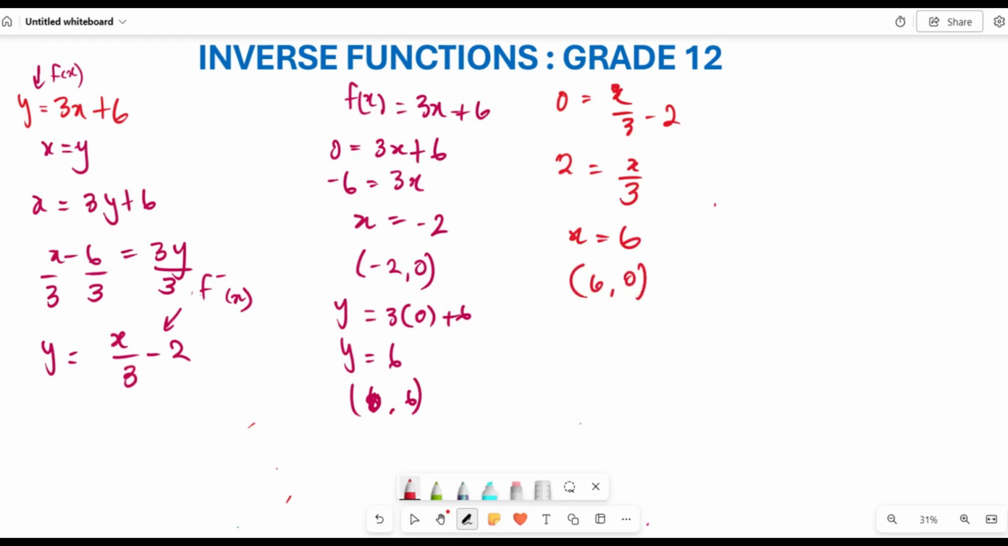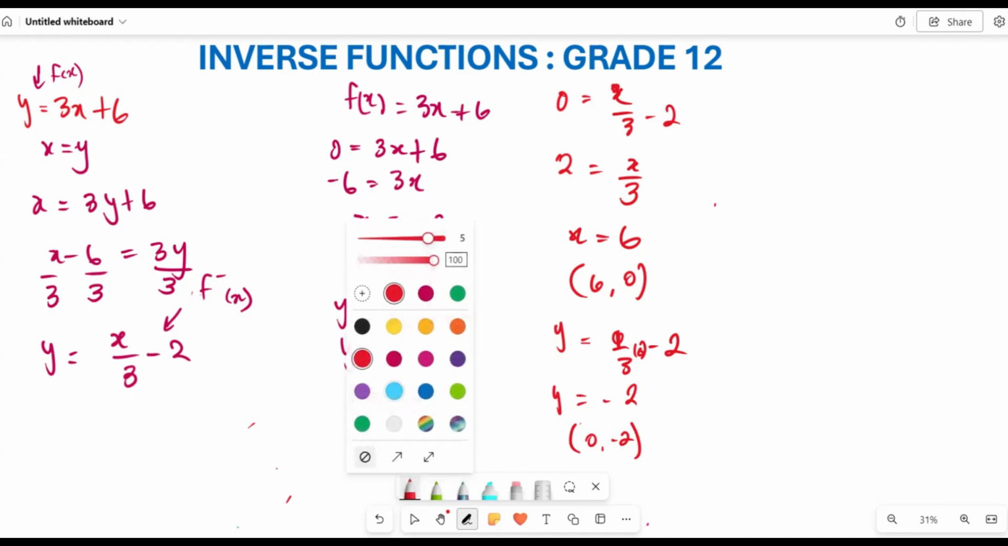And then if I do the other one, your y-intercept, can you see that in this case, y equals 1 over 3 into 0, minus 2, which is going to be the same as y equals negative 2. Can you see that this now will be 0 and also negative 2, right?